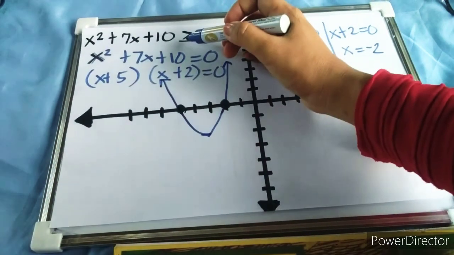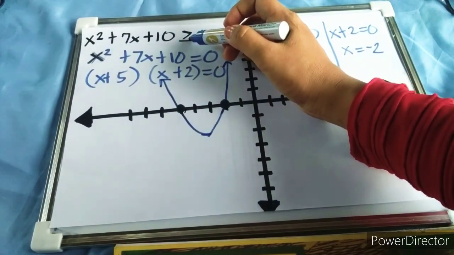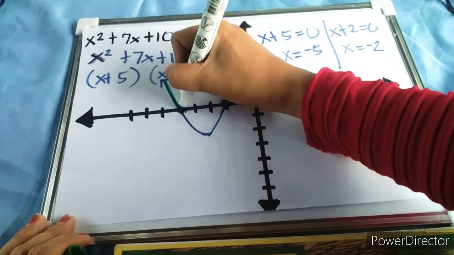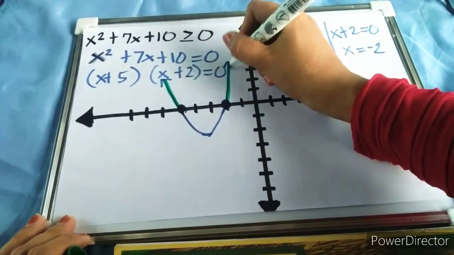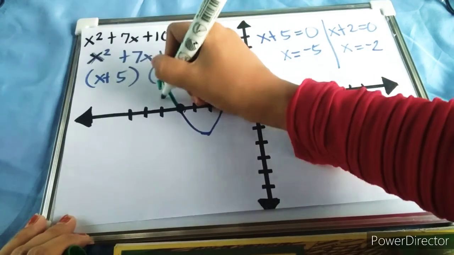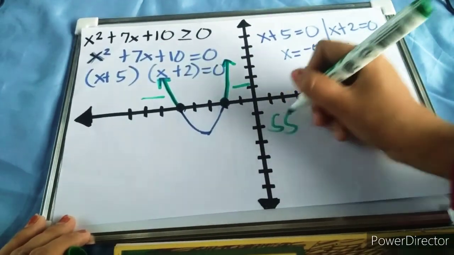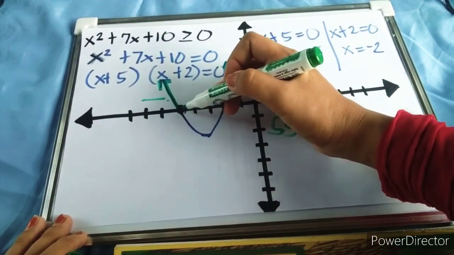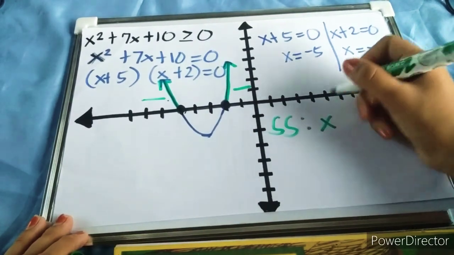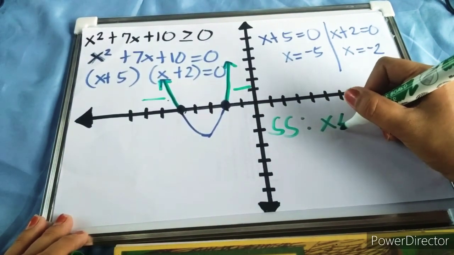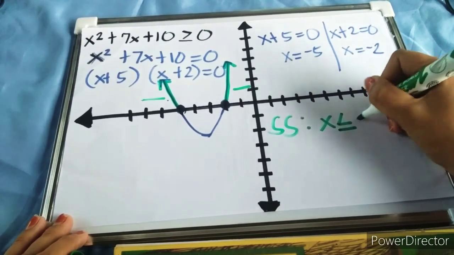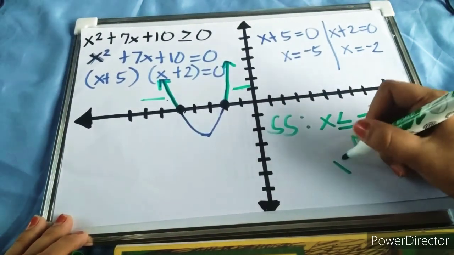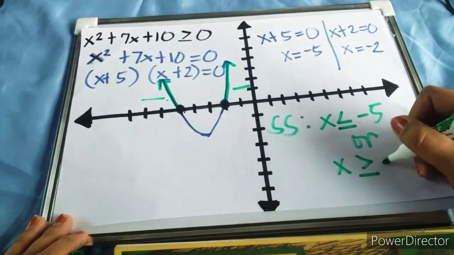And then, go back to the inequality symbol used, that is greater than. So, therefore, yung solution set are on the upper part of the parabola or above the x-axis. So, that part. Dito na part at dito na part. So, therefore, our solution set or SS, ito na part is less than or equal to negative 5. Or you can have, ito na part is what? Dito. That is x is greater than or equal to negative 2.